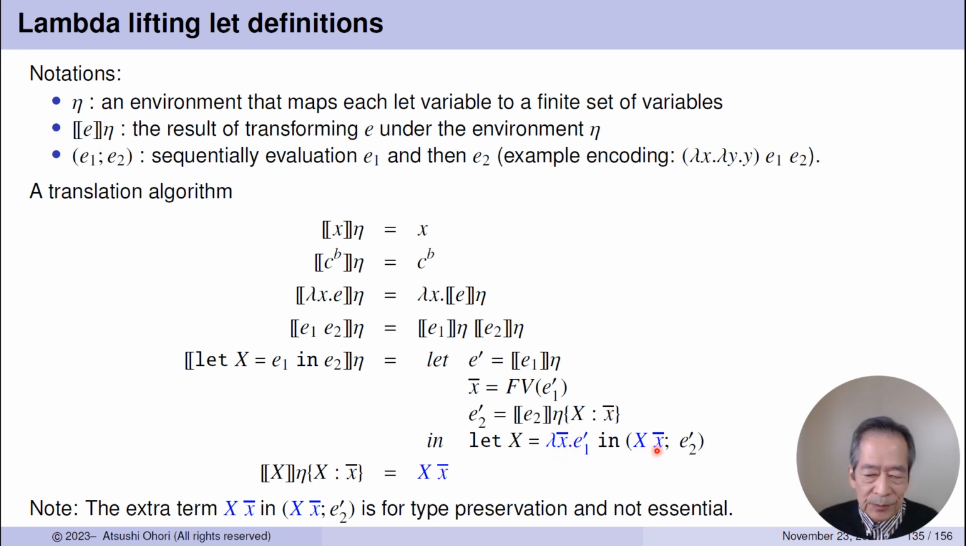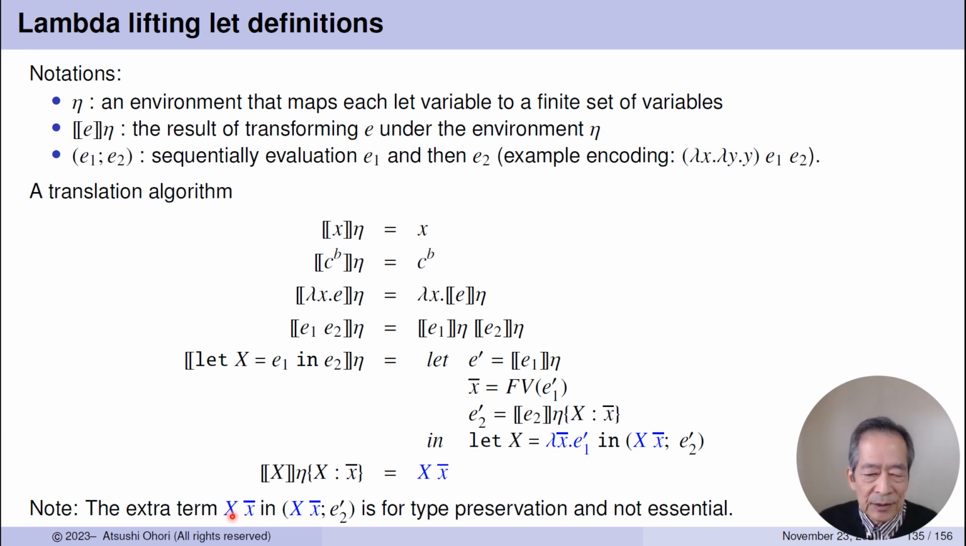And this is an extra term to make the result of the typing the same as before, because E2 may not contain x at all. In that case, the set of free variables is thrown away, so in order to prevent this situation, we keep at least one occurrence of x. And x inside the body of that expression is transformed by this rule, so that x is extended with the application to this free variable x. So this is the lambda-lifting transformation.